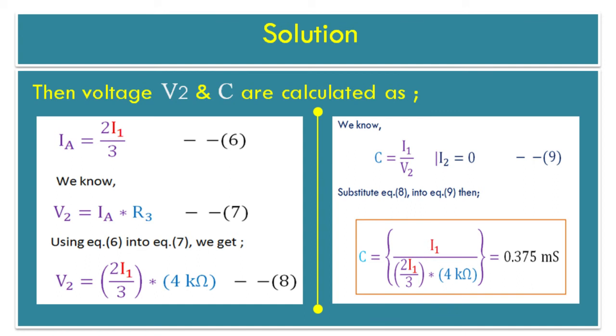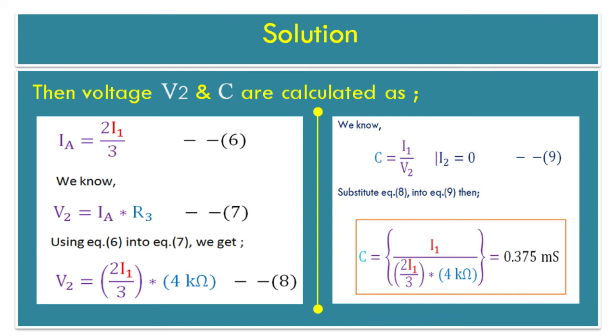We know voltage V2 is equal to current IA into resistance R3 given by equation 7. Let's use equation 6, then equation 7 becomes voltage V2 is equal to 2I1 upon 3 into 4 kilo ohm, which is given by equation 8.